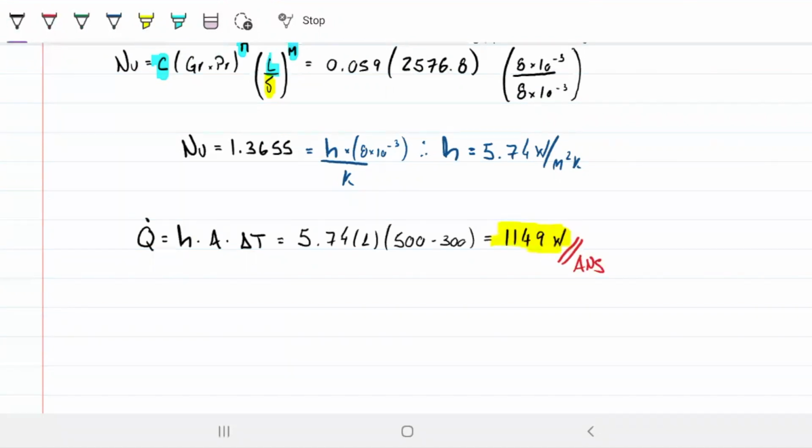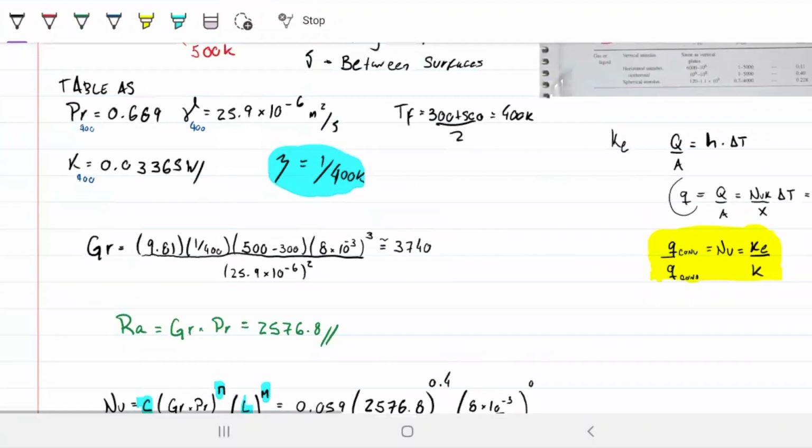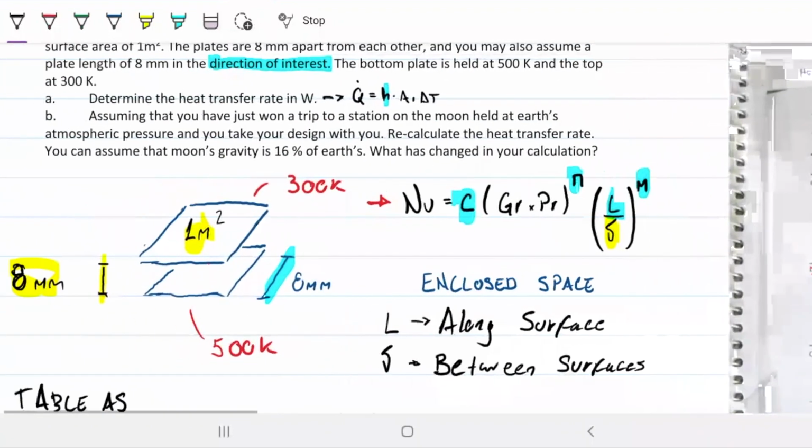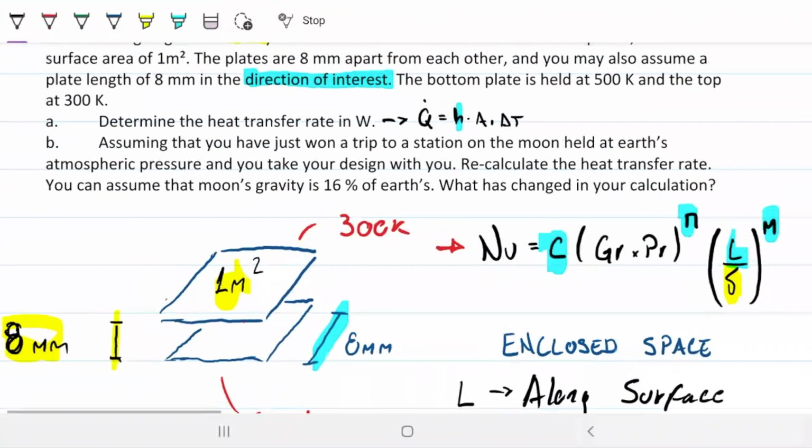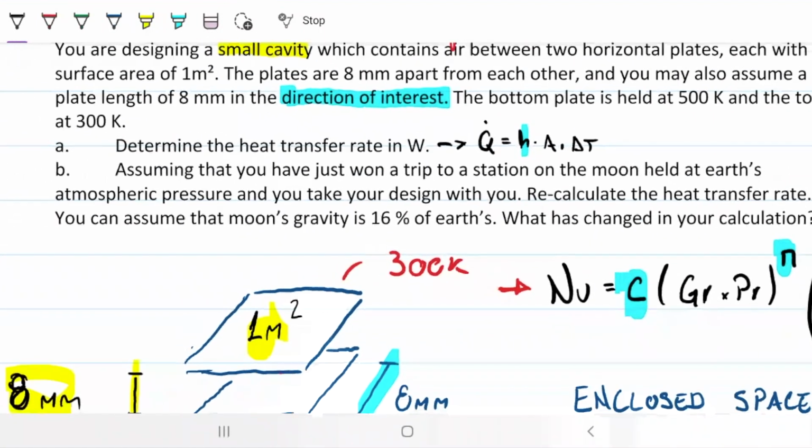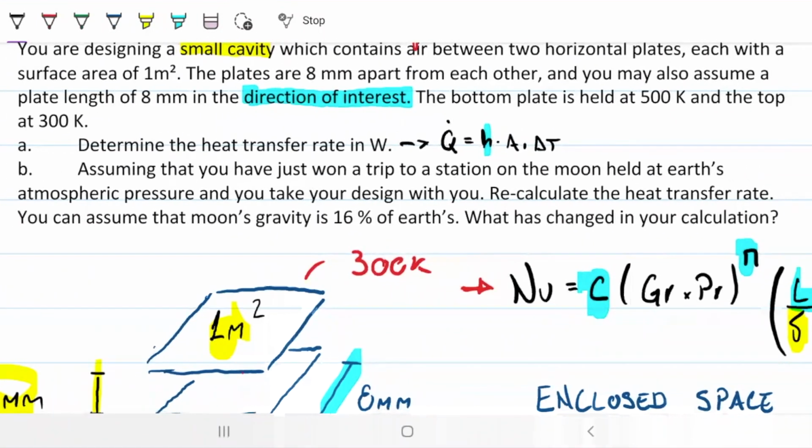Okay, so that's the answer for part A. Cool. Let's jump ahead and see part B. What does part B say? Assuming you have won a trip to the station on the moon held at Earth's atmospheric pressure, and you take your design with you, recalculate the heat transfer rate and assume that the moon's gravity is 16% that of Earth's. What change in your calculation?